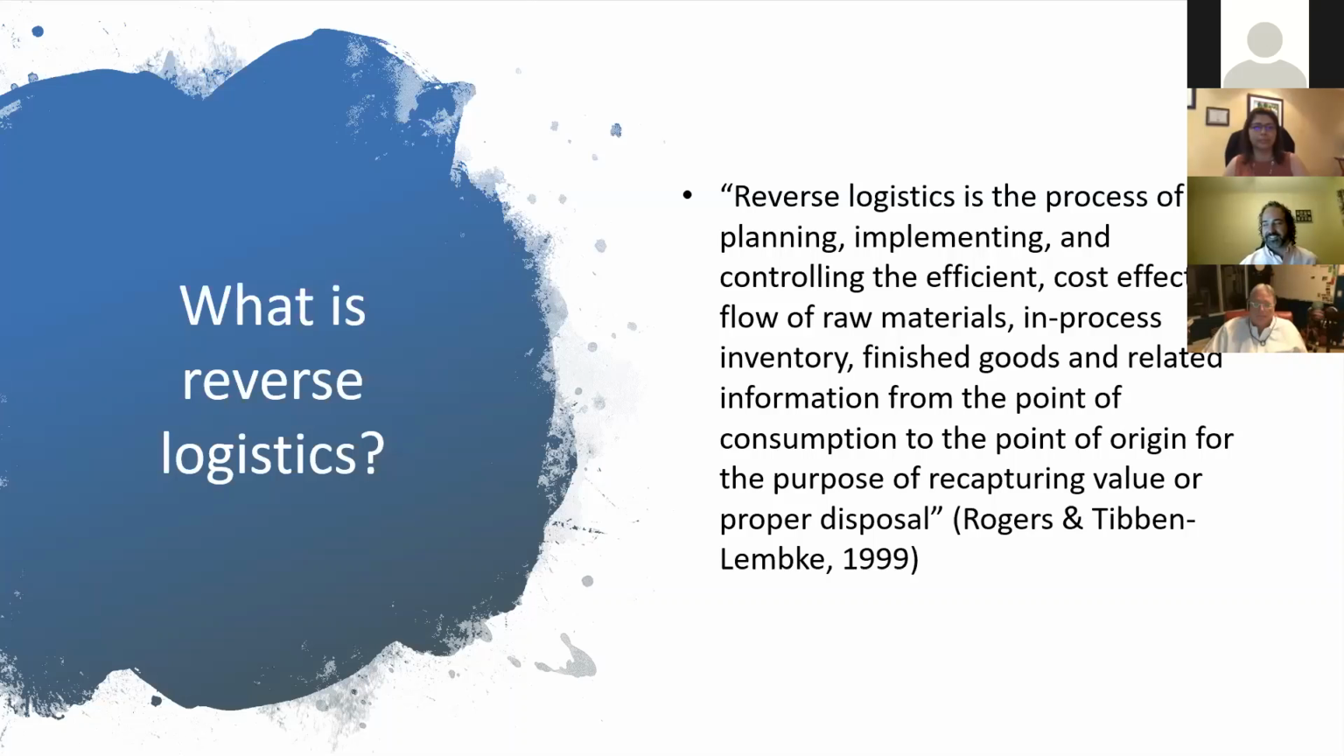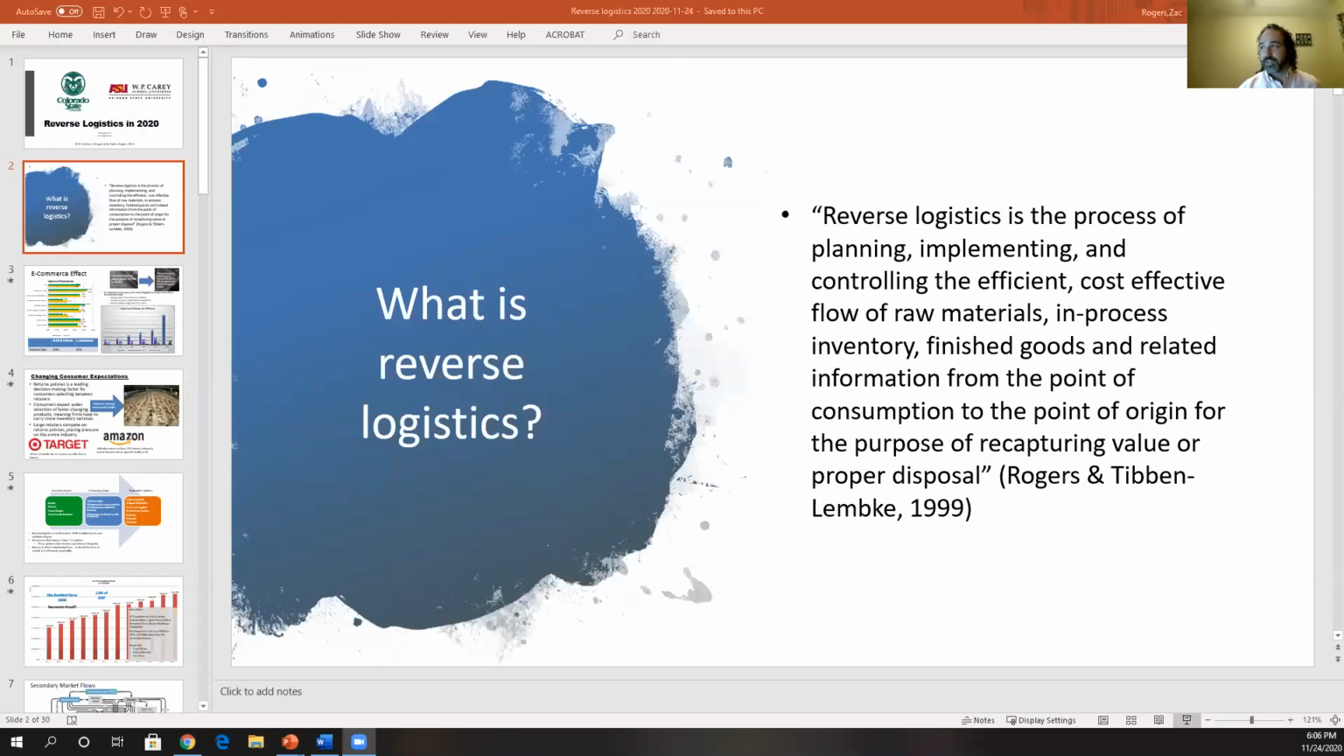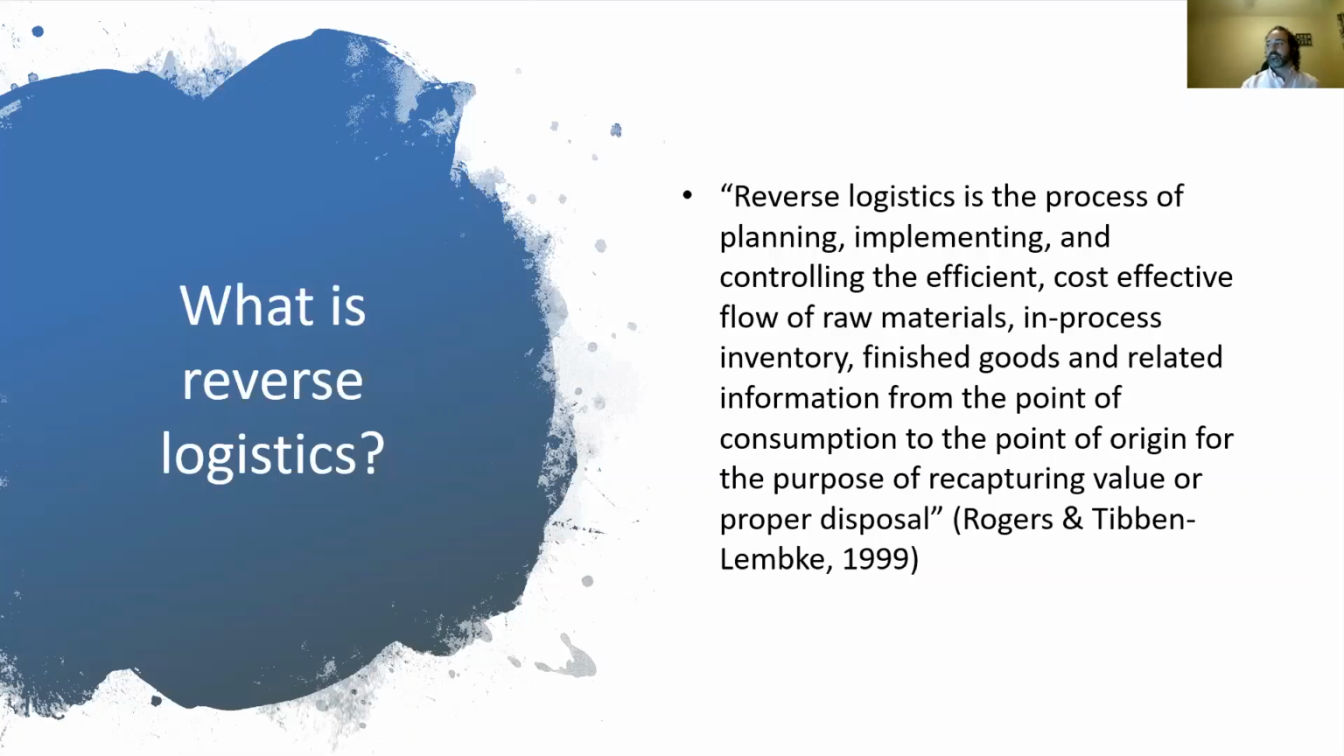Let me, I actually have a definition I should put up on the screen here. And we're fortunate in that this definition was actually written by Dale Rogers over here. And essentially what it says is that reverse logistics is the act of planning, implementing, and controlling the efficient, cost-effective flow of raw materials, in-process inventory, finished goods, related information, so it's not just physical, it's also the informational part of this, from the point of consumption back to the point of origin for the purpose of recapturing value or proper disposal.